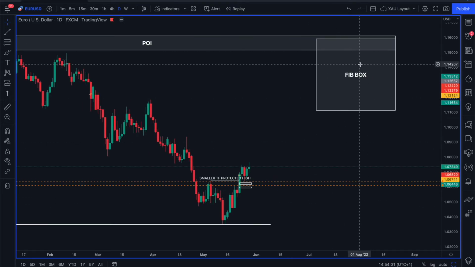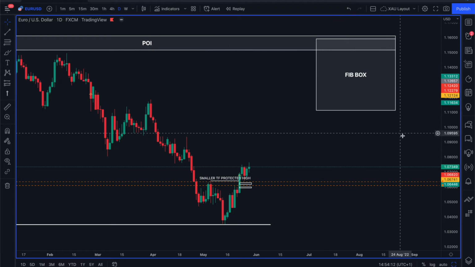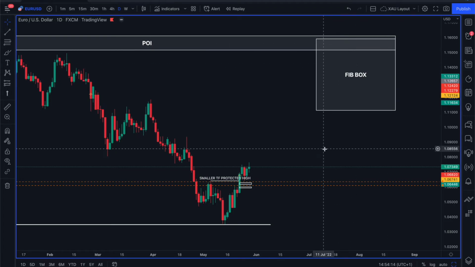And then we also have a fib box as well. So this zone here where the two areas overlap, this is what we really need to be looking out for: price to come into this region here and then show signs of a reversal. Obviously, we can then look to go short, longer term, and hold that position for a while.